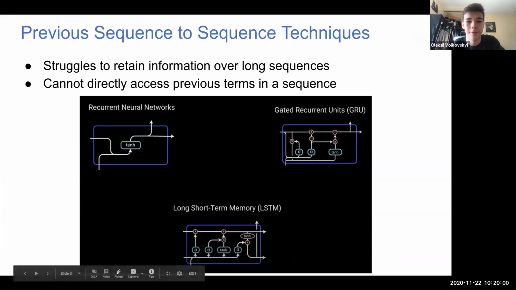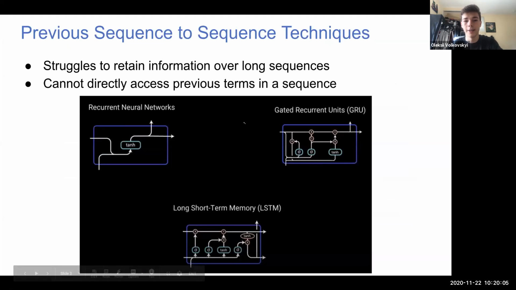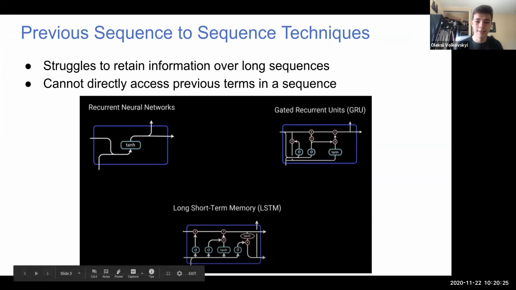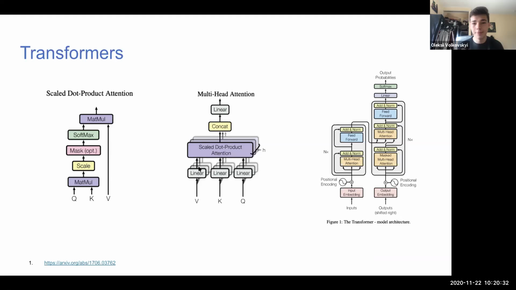It still ends up forgetting what happened a long time ago, and also it cannot directly access previous terms in the sequence, which means it doesn't see what word it predicted two words ago. It can't directly, although it can try to memorize it. As I already said, the cell state in the LSTM usually doesn't do that good of a job. And so the transformer aims to fix that problem.